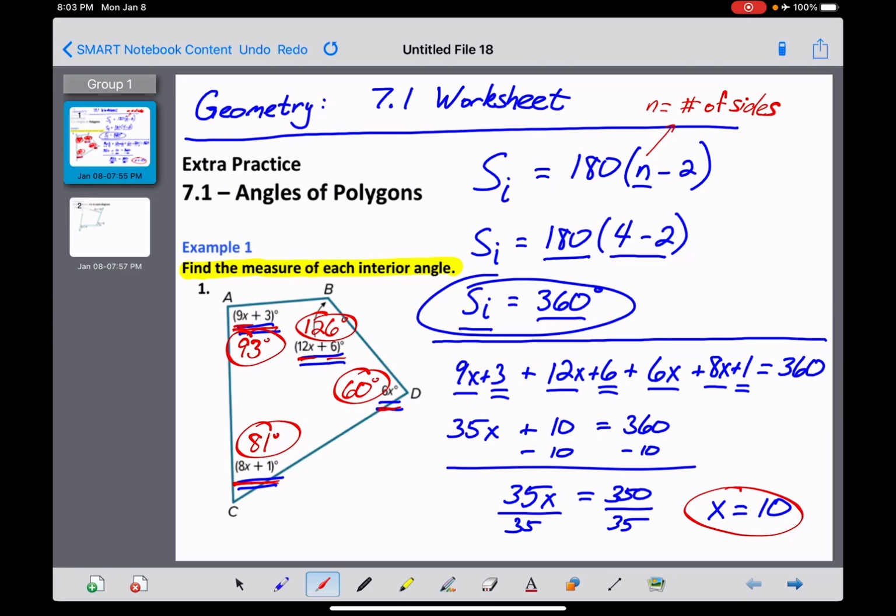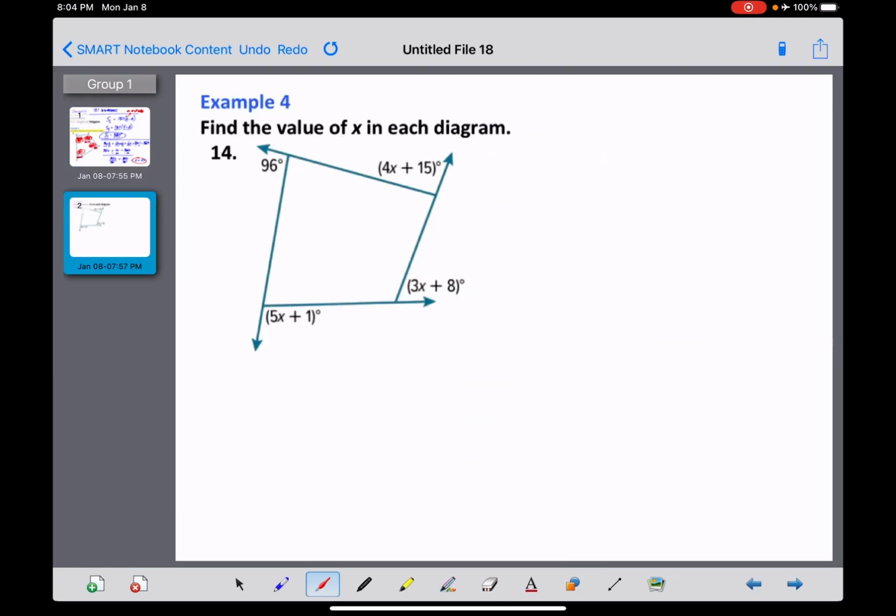So that is how you do a problem like number 1, and I believe that's going to take you through 2 and 3 and 4 as well. Now, I also want to work out with you problems 14, 15, and 16. I'll do number 14 here, guys.